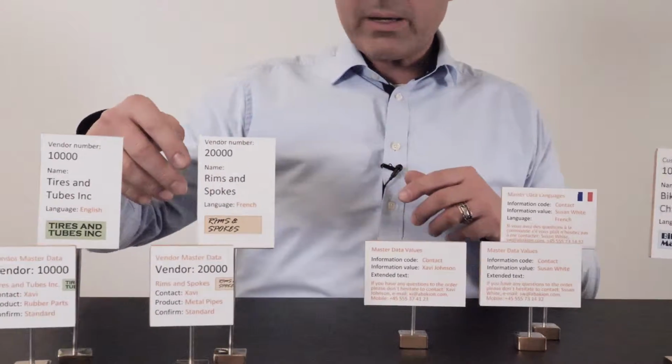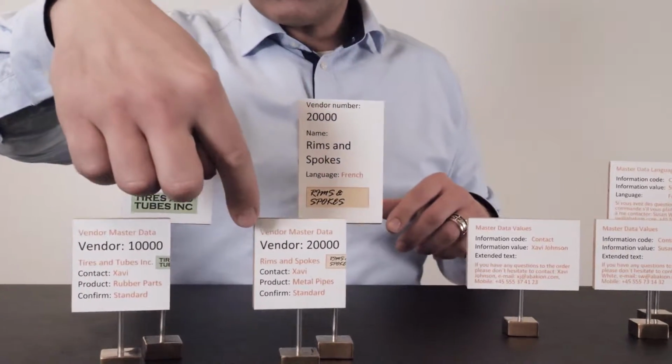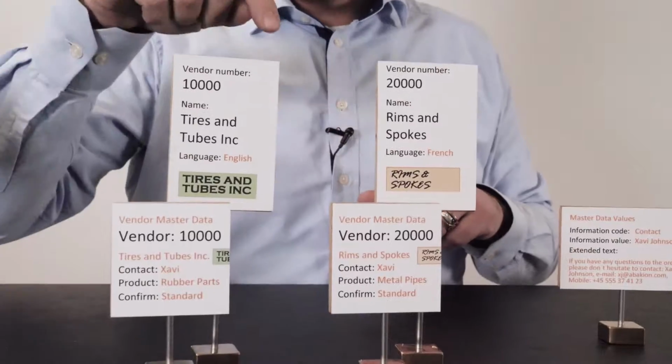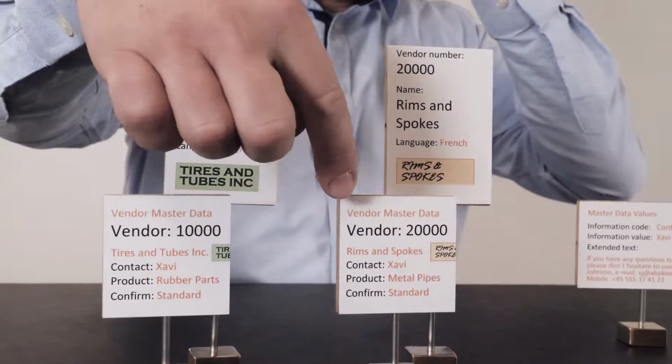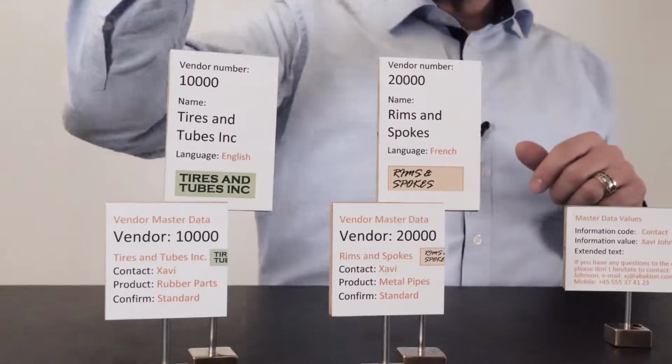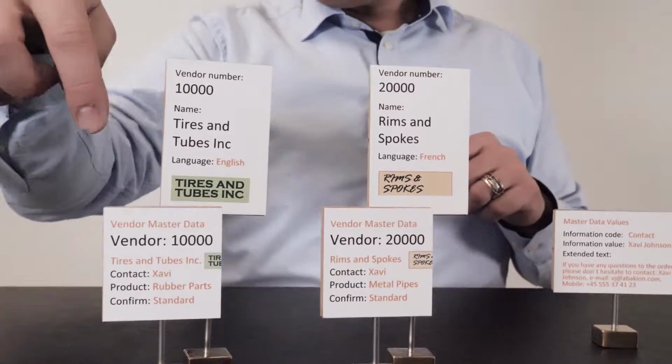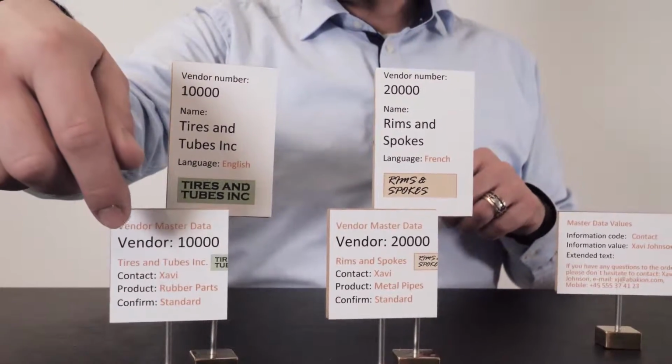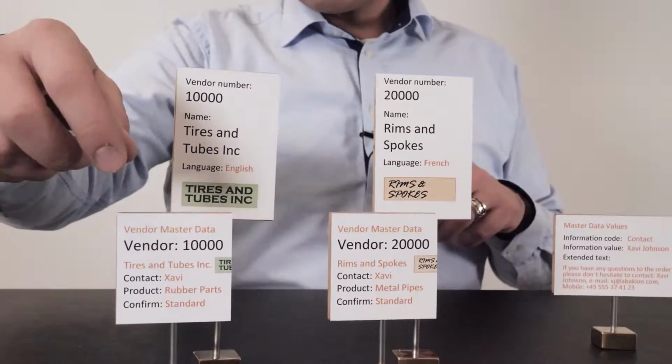Likewise, I could actually also have Susan on the purchaser side here on the vendors if I wanted to. But in my example, I have added Savi because he's the contact for some of our vendors. And here on my Rims and Spokes vendor 20,000, which is French, I've added Savi as a contact. And here I've added Savi also as a contact on another vendor.